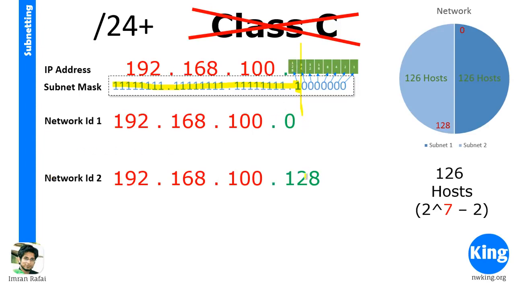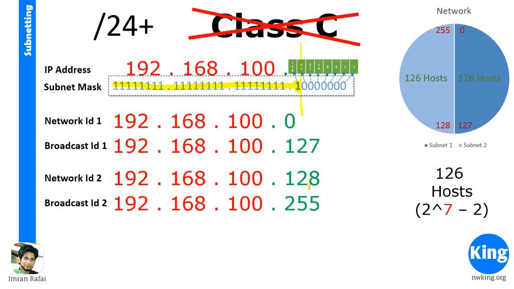So the network ID of your second subnet is 192.168.100.128. How do we get the broadcast ID of these subnets? You just minus 1 from 128, so it is 127. That's the broadcast ID. And of course, you can't go beyond 255, so 255 is the broadcast ID of the second subnet. That's all there is to subnetting.